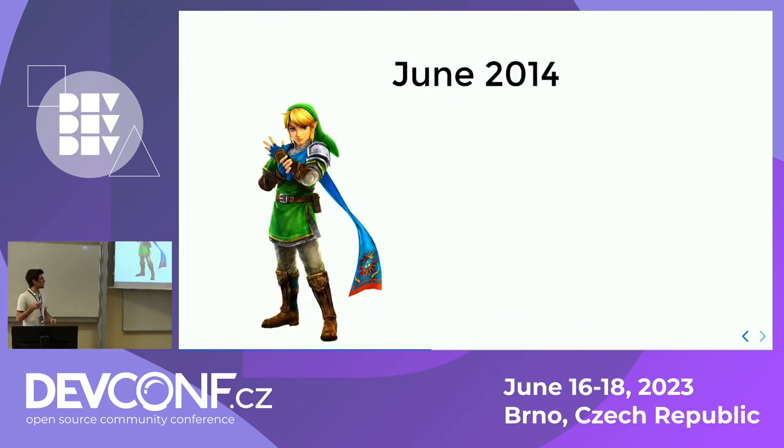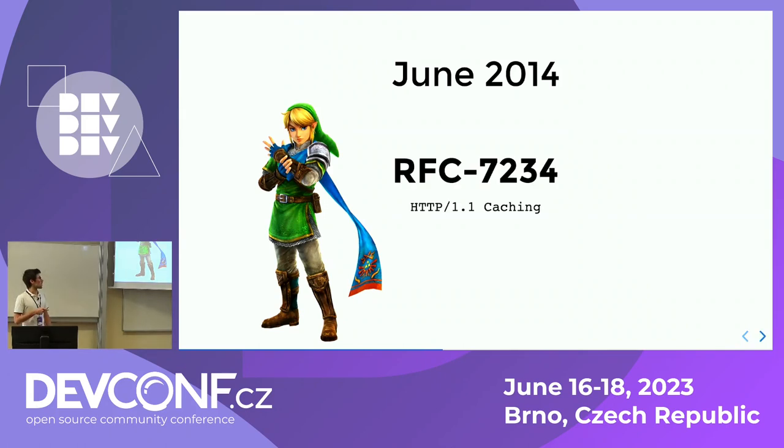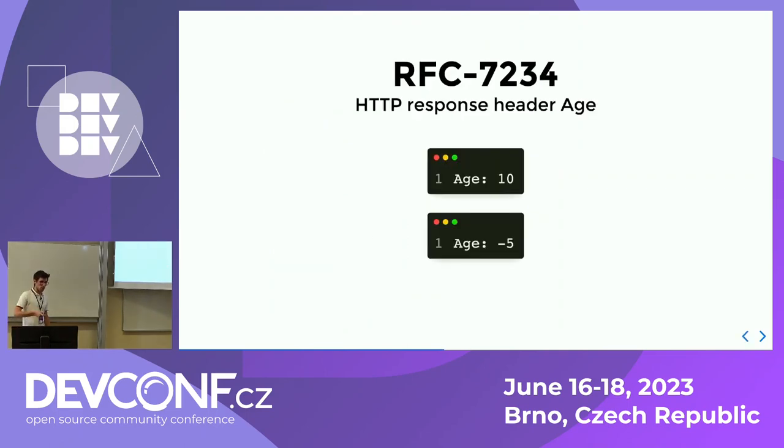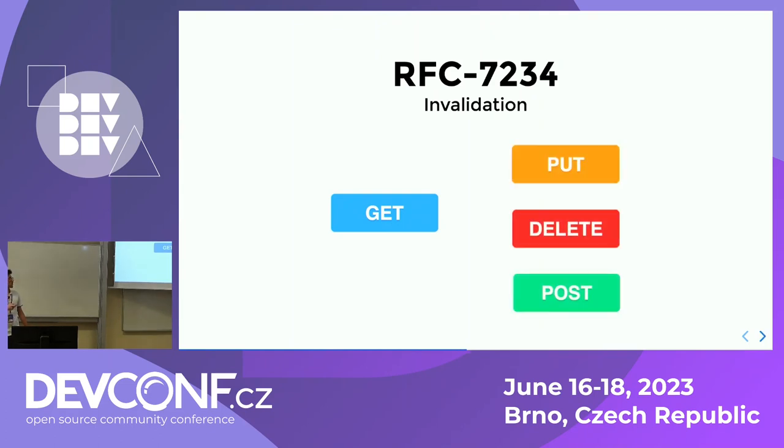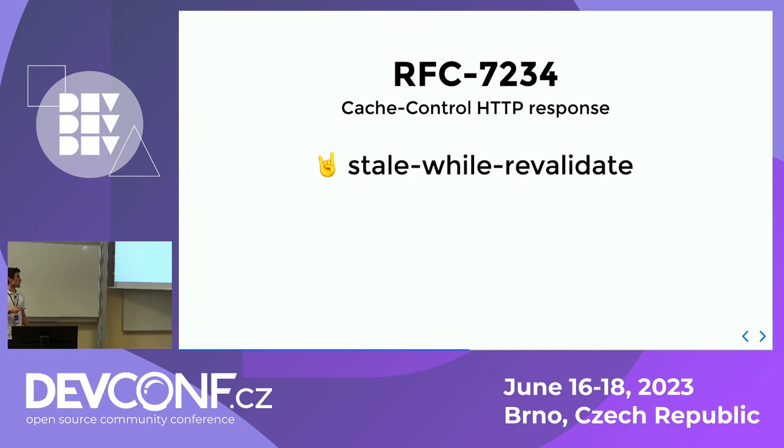In 2014, the RFC 7234 defines the whole caching, providing us a new HTTP header called Age that can be negative. And it defines the invalidation, because the GET request can be cached, but if you send a PUT, DELETE, or POST request on the same resource, you have to invalidate the GET resource in cache. The stale-while-revalidate is a new directive to say, okay, you can send me stale content, but you have to revalidate asynchronously with your upstream server.